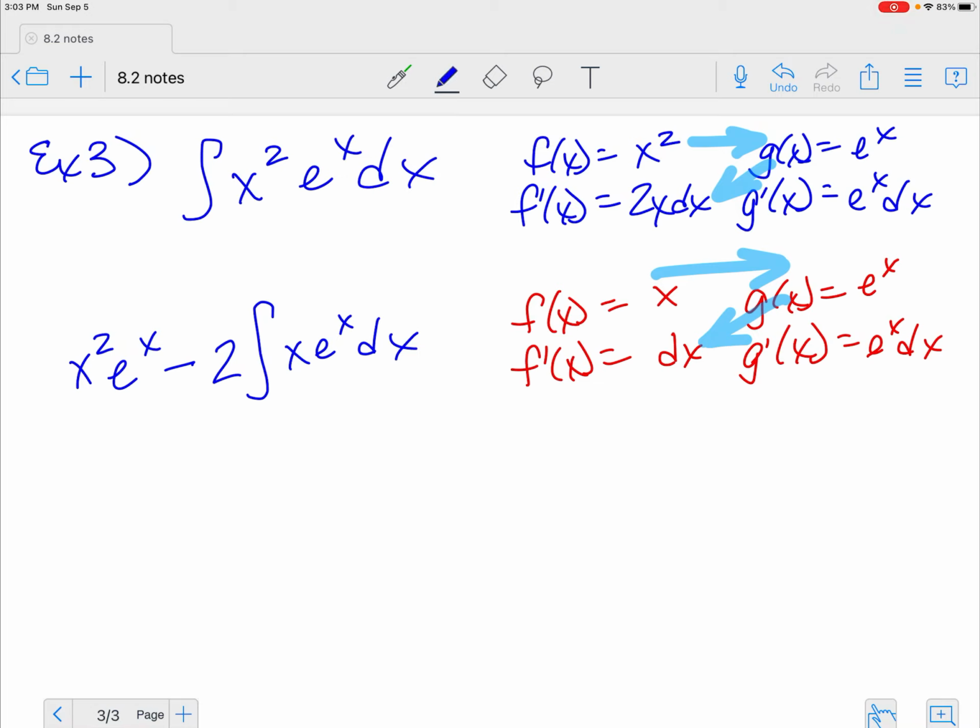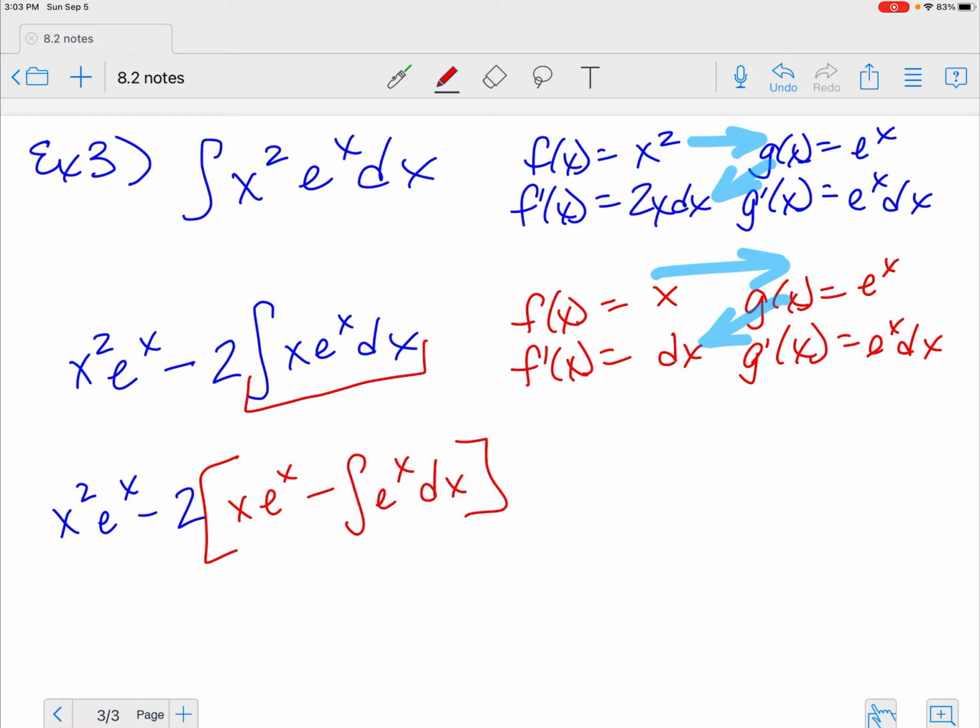I keep this x squared e to the x minus 2. Where my new integration by parts happens is with the actual integral. Right? Something needs to be going off. Bells are going off. Flashing lights, whatever works for you. This part is where my integration by parts comes in. x e to the x minus this integral here of e to the x dx. Do you see that?